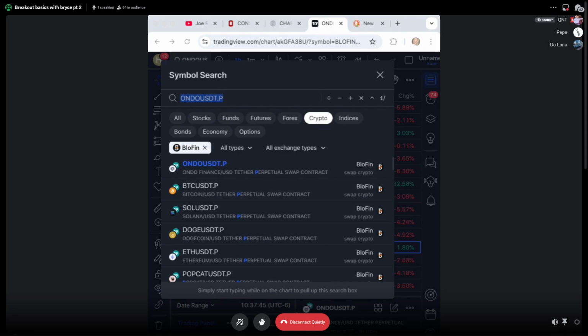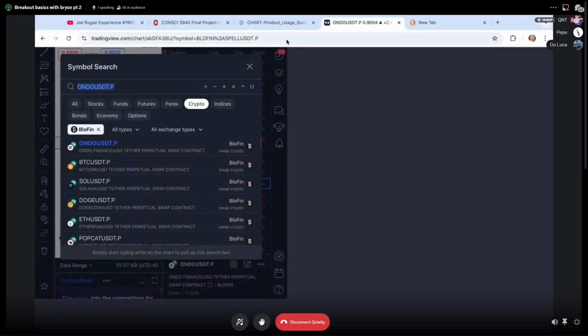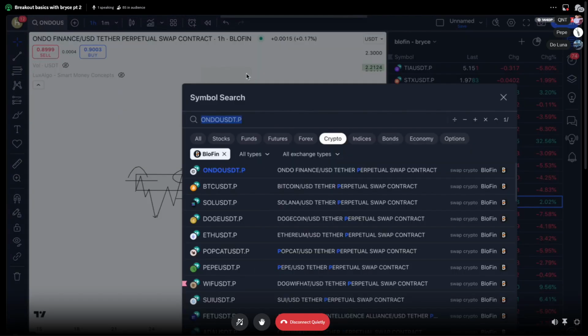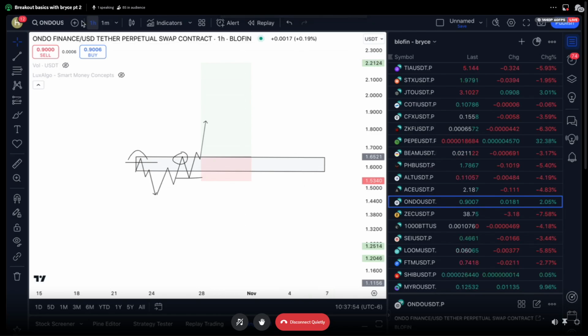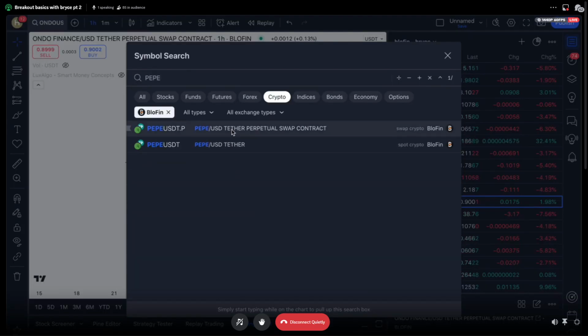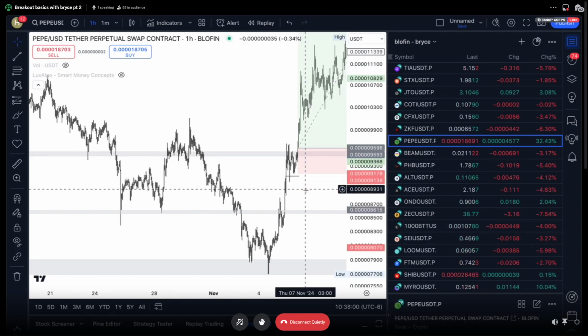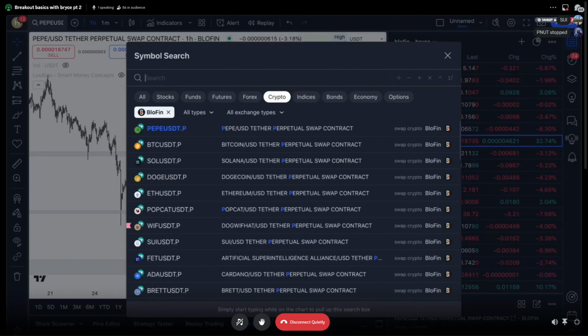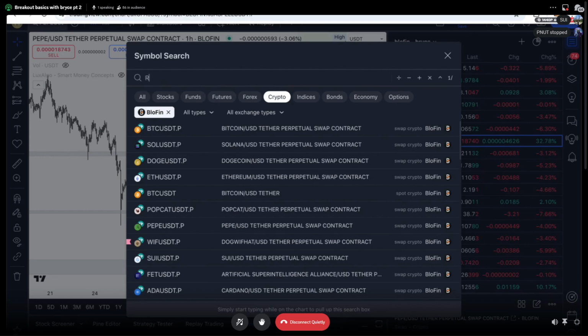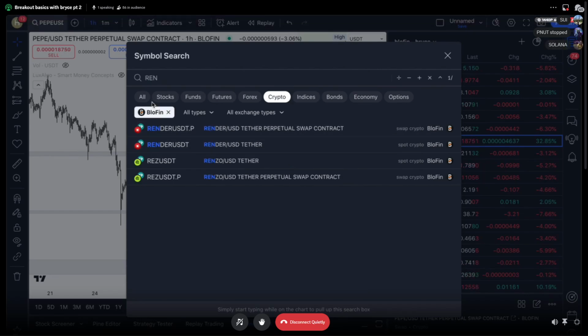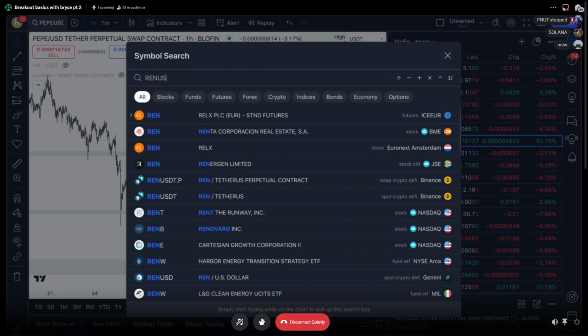Luna, Pepe, QNT. Jeez, what coins are you getting? QNT is the only thing that's not moving. Let's do Pepe. Wait, no, I'm already long on Pepe. Can't do that. Let's try out Ren. Don't even have Ren perps, but okay.